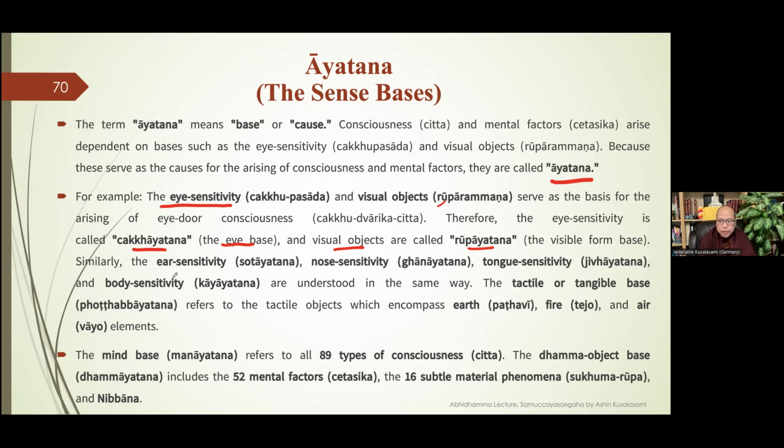Here the mind base, manāyatana, refers to all 89 types of consciousness. The dhamma base, dhammāyatana, includes the 52 mental factors, cetasika, the 16 subtle material phenomena, sukhuma rūpa, and Nibbāna. Nibbāna cannot be found in the khandha. The rest are all ultimate realities, the same.